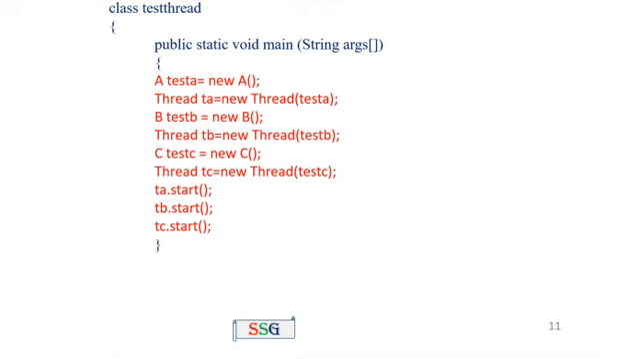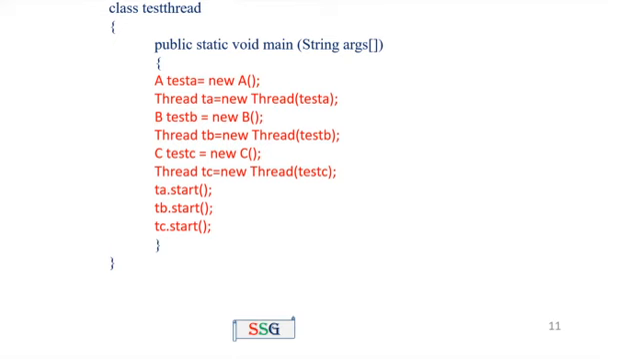The first thing we have to do is create the object for the first class: A testA equal to new A. First we create the object, then pass this object to the Thread class: Thread tA equal to new Thread(testA). So the first thread was created successfully. Second one, B testB equal to new B. For the second class you are creating the object. Next, Thread tB equal to new Thread(testB). So the second thread is also initialized.